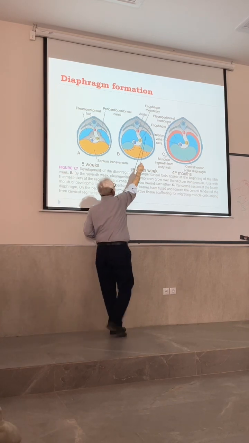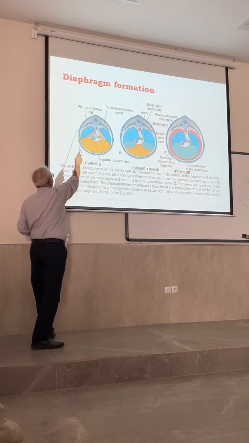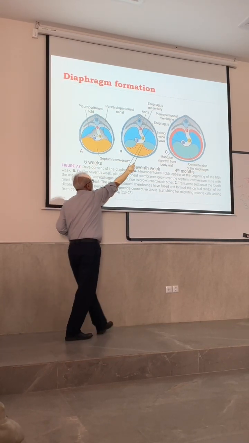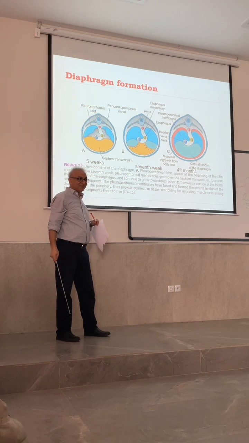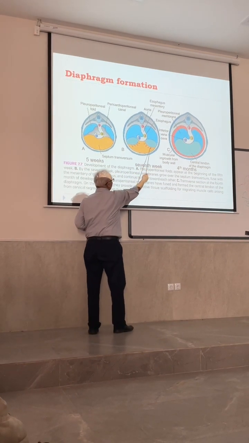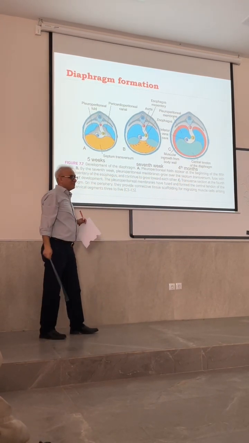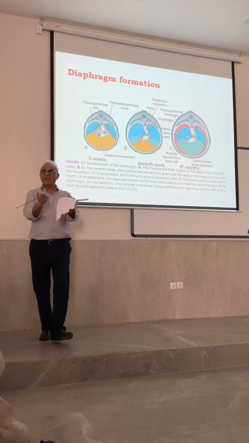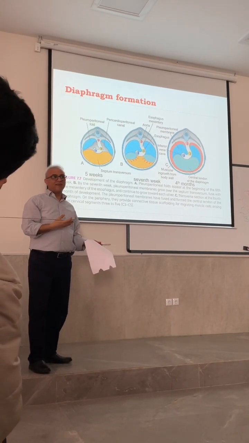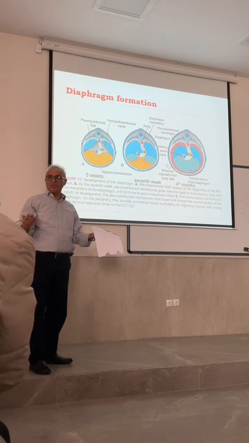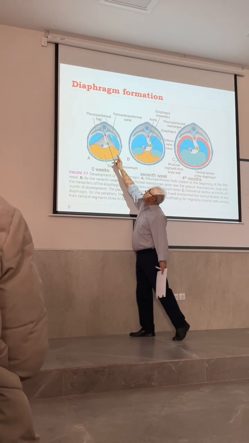And finally, the pleuroperitoneal fold is attached to the septum transversum. After that, it starts growing and covers the septum transversum. The septum transversum is a scaffold, a base for the diaphragm. After that it has no further role in the diaphragm. The diaphragm is covered by the pleuroperitoneal fold.